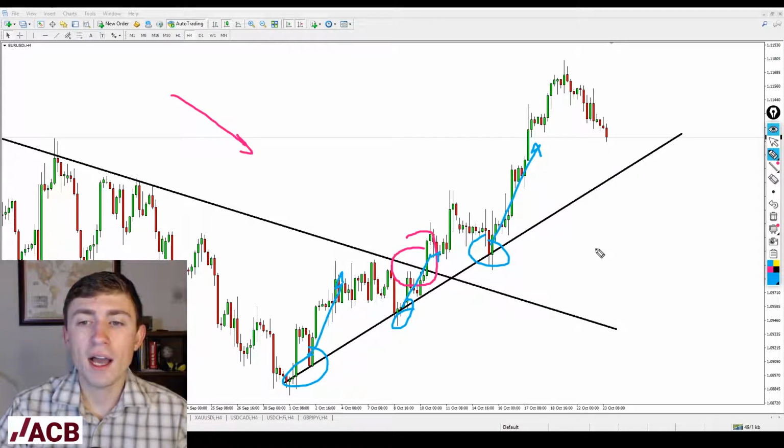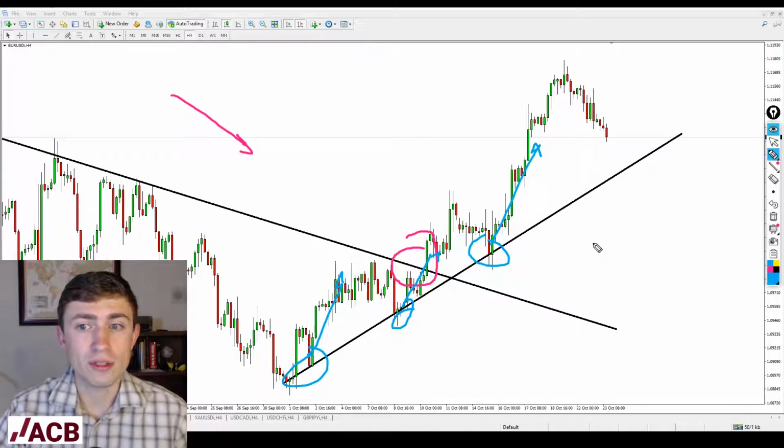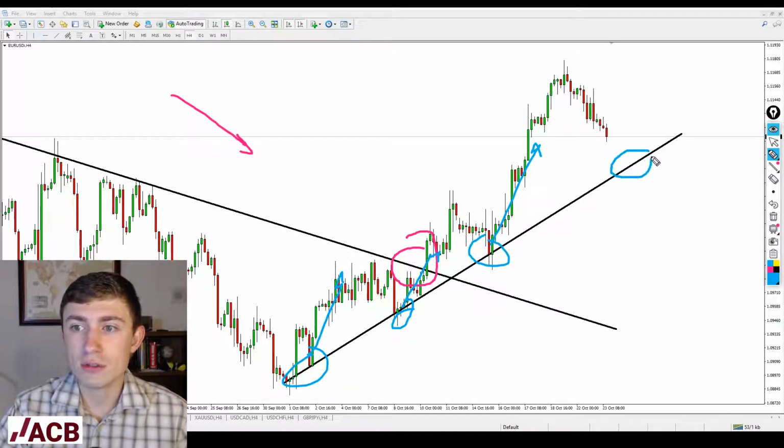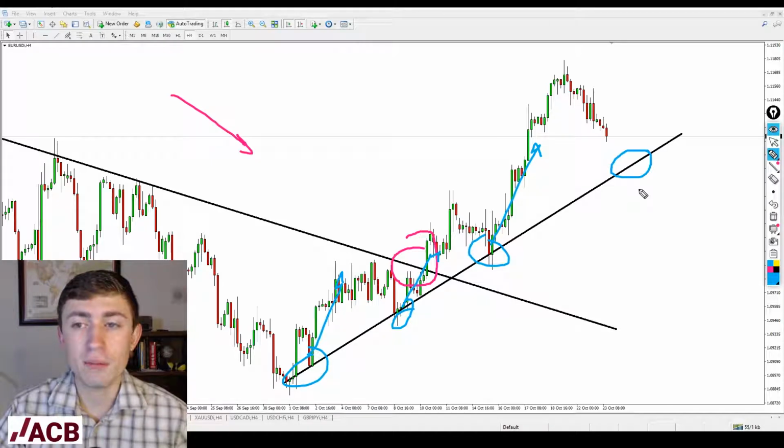So this is something for the time being that I'm watching closely on EURUSD. If price decides to pull back to this trend line, this would be an area of potential value, in my opinion, where you could see a bounce on the euro dollar.